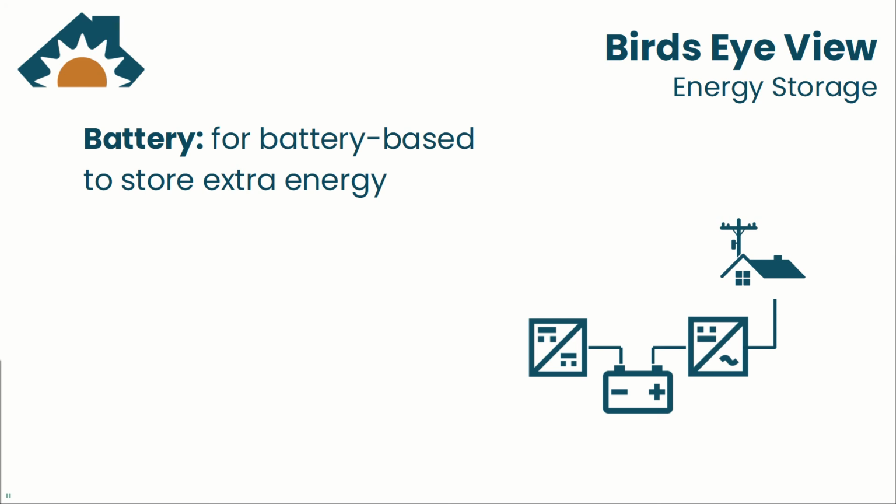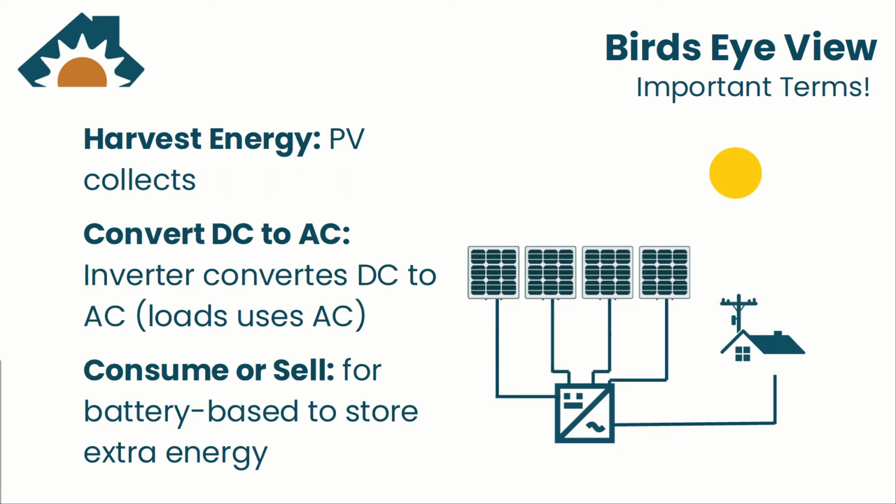For battery-based systems, you're going to need batteries to store that extra energy, and also that solar charger that I spoke of. In summary, photovoltaic modules harvest energy from the sun and convert it to DC power. So you will need at least another converter to convert the DC power to AC power that your home uses, and that's what we see here is the inverter.